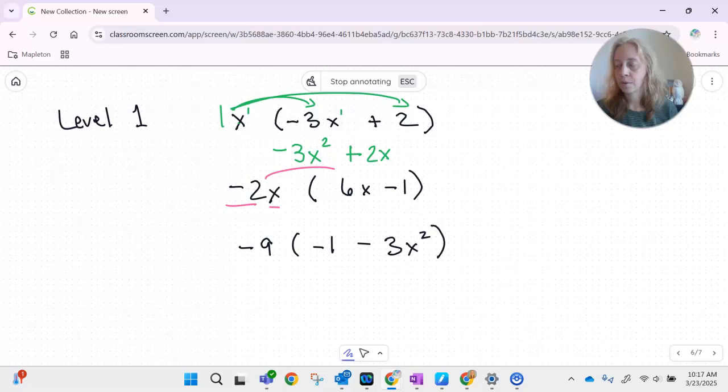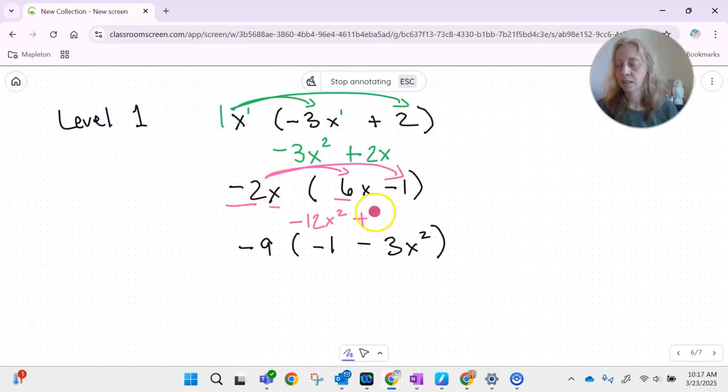So just like before, I'm going to multiply it by the first term. So my negative 2 is multiplied by my 6. Negative 2 times 6 is negative 12. X times x is x squared. Now I'm going to multiply it by my constant, or my second term. Negative 2 times negative 1, we have a negative times a negative, so this is positive.